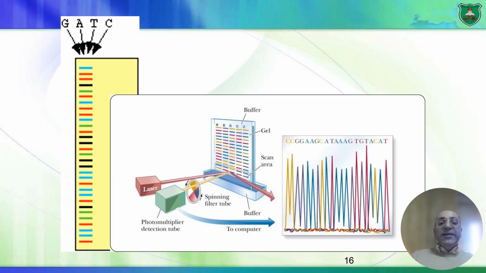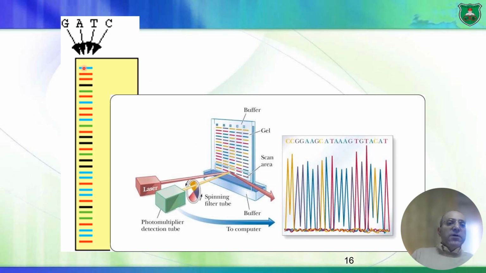Now, it gets faster because instead of us looking at the X-ray film that we use to look at the radioactive signals, it's automated, it's computerized. So the instrument is connected to a laser, a detector, and the detector is connected to a computer.